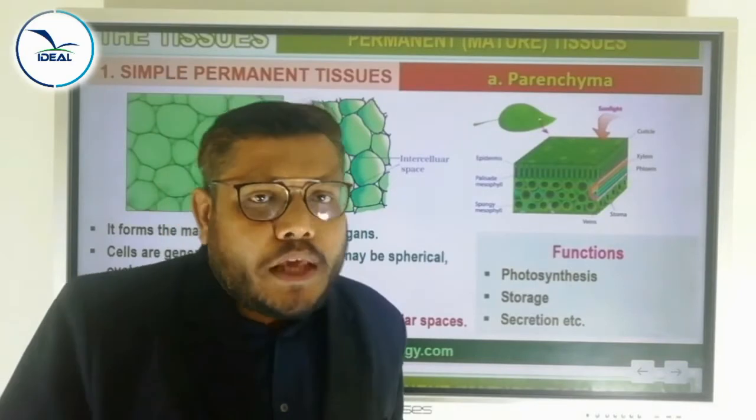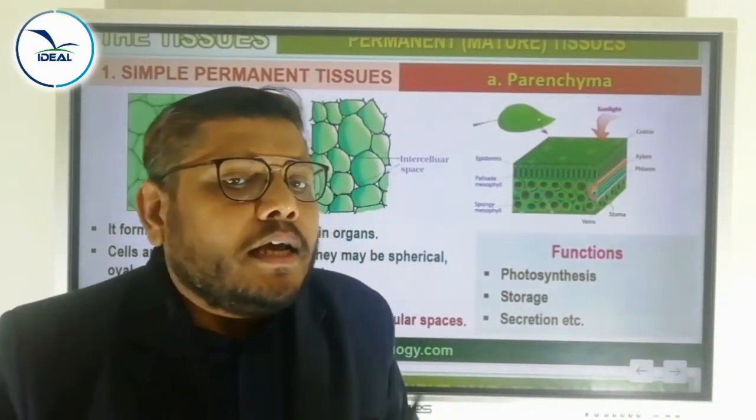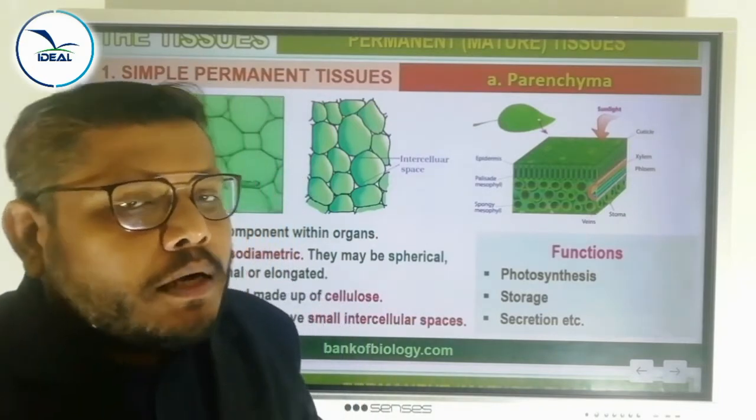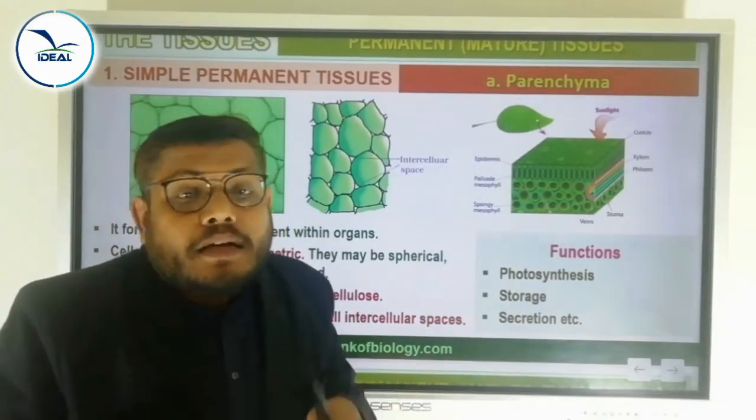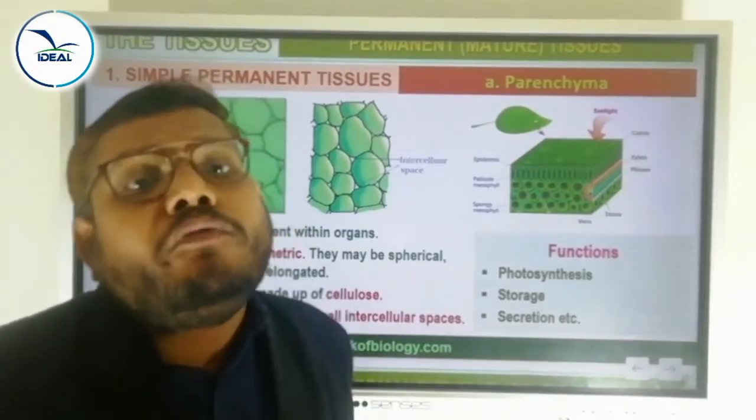It may be oval, round or polygonal in shape. Isodiametric, polygonal, oval or round. Parenchyma cells are found in many different shapes. Parenchyma cells are living cells. Their cell walls are thin and made up of cellulose.